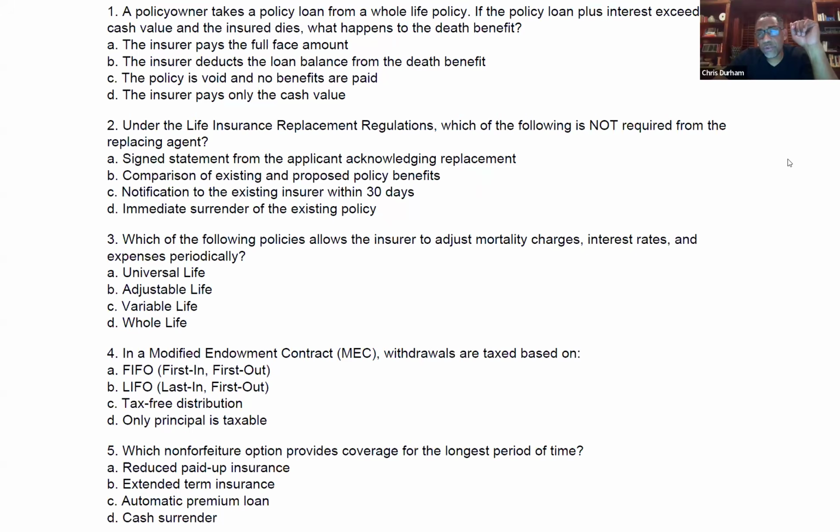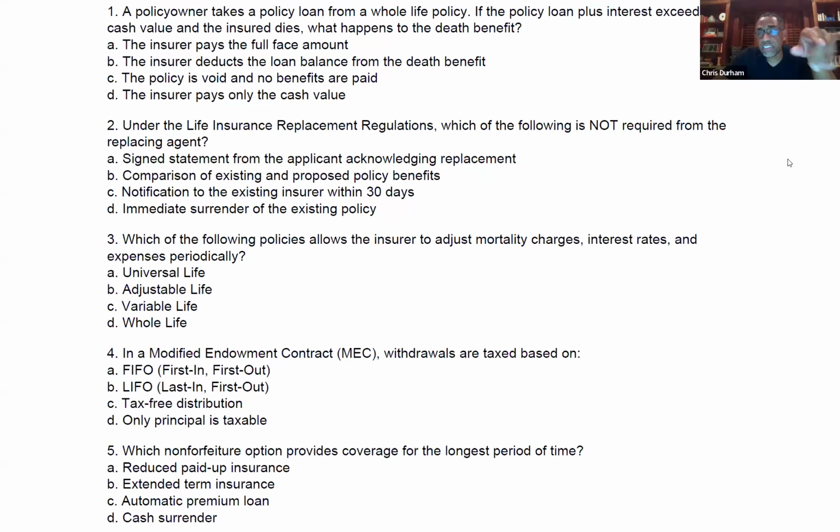So that was a tricky one. That one was a harder one. But all that other stuff, signed statement from the applicant, comparison of existing policy, notification of the existing insurer, that isn't really anything that you, the agent, have to do or keep up with. The company does that. So that's why it was a tricky question, because you don't even do that.